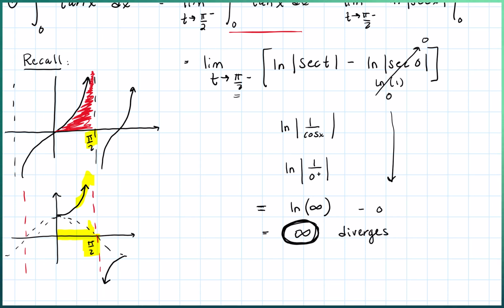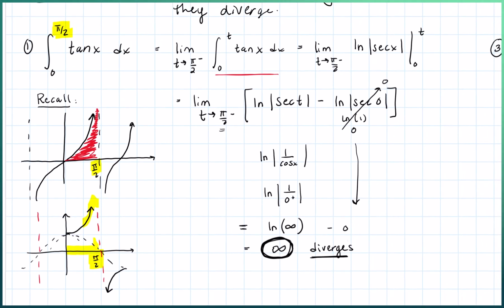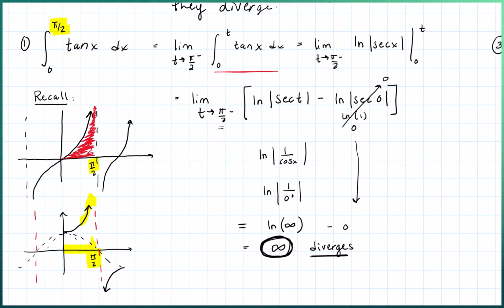So this integral diverges. That area, if we're thinking in terms of area that I have highlighted there in red, is actually infinite. As the tangent approaches that asymptote, it is gathering an infinite amount of area between the curve and the x-axis and that asymptote. We say that that integral is diverging, or it diverges.